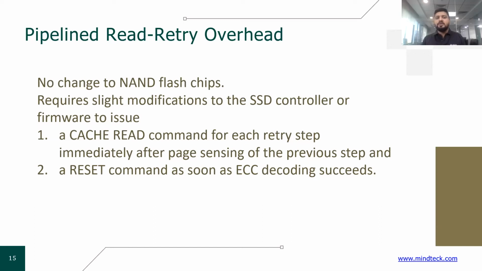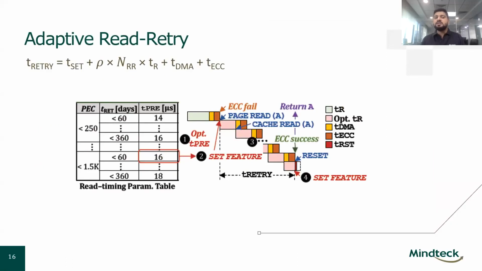Now we will go ahead and see how, by combining the concepts of cache read and ECC capability margin, we can make this better, and that is the mechanism called adaptive read-retry. In adaptive read-retry, we require some prerequisite data, which will be provided by the SSD manufacturer. We call that data the read timing parameter table, also called the RPT table.